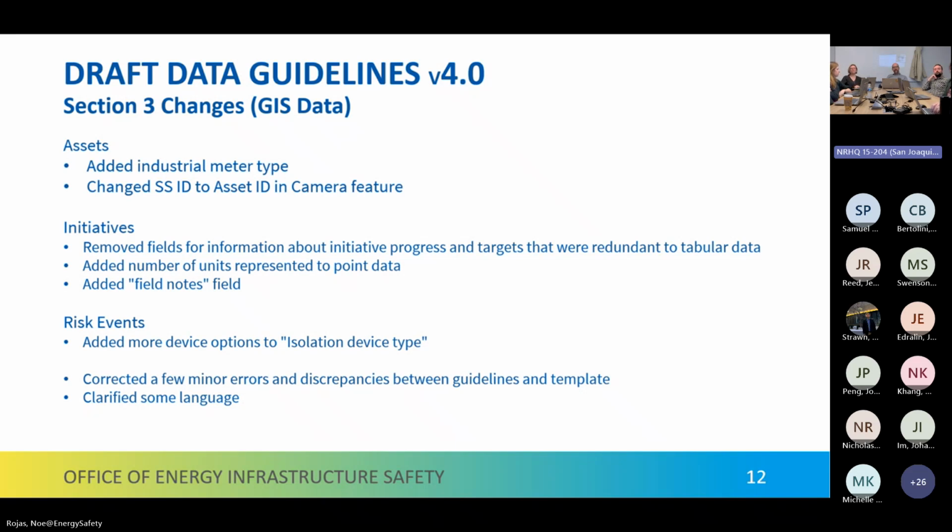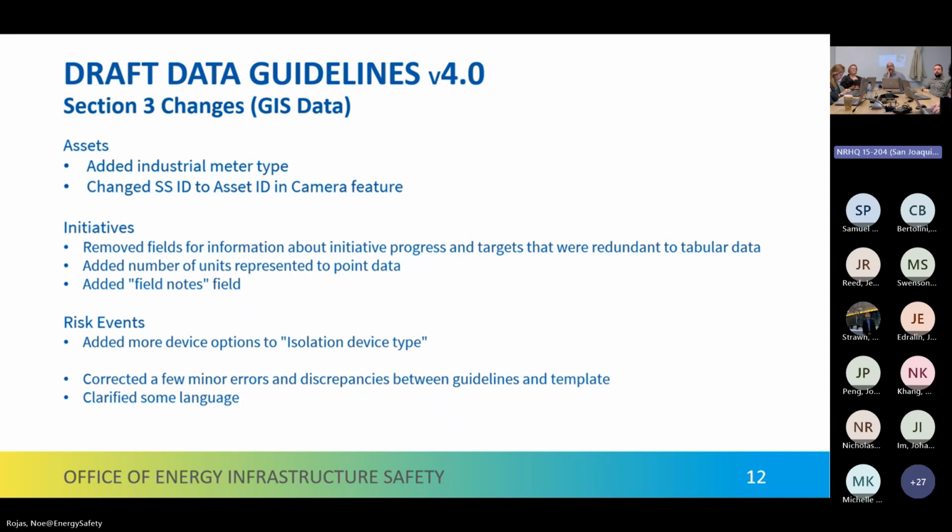The broadest, I guess, most significant change is just a removal. We've removed nearly all of the fields that used to collect information about target and progress information for initiatives, because that information was all redundant to information we're getting as tabular data, and that's not a best practice. So we're just removing that. We're not requesting those data to be duplicated into spatial data anymore.